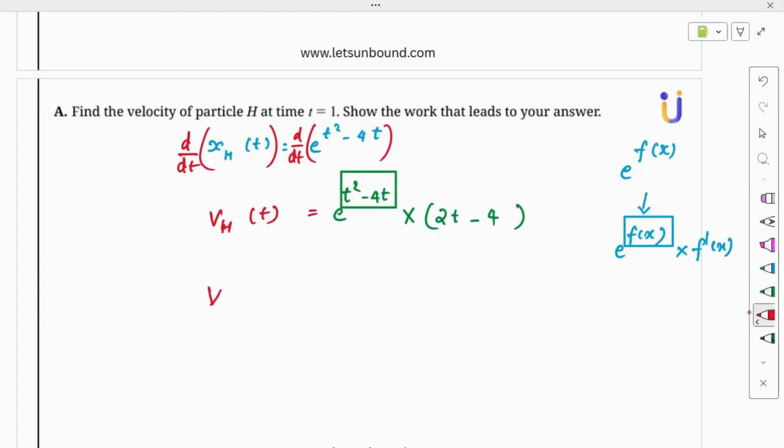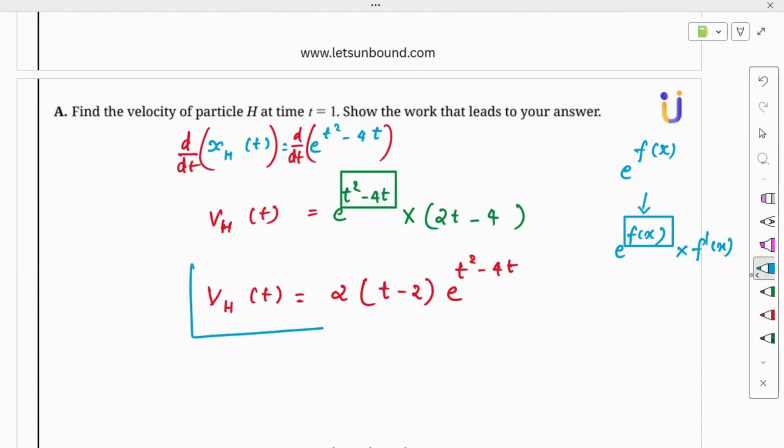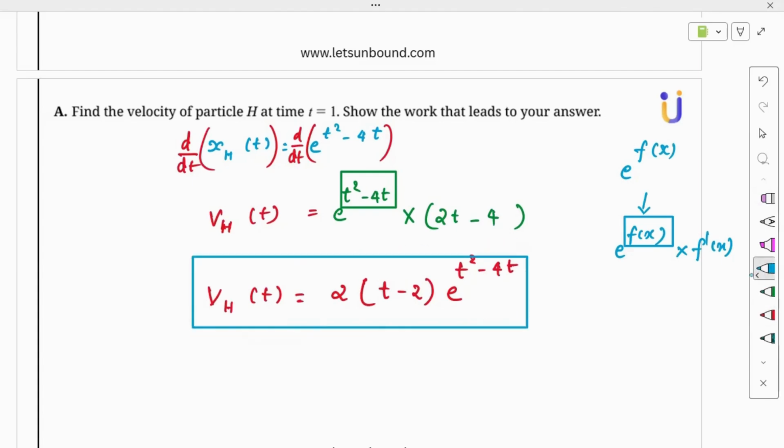I'm going to write this in a simpler manner. VH of t is, if I take 2 common, 2 times (t minus 2), multiplied by e to the power t squared minus 4t. Okay, right. So we got VH of t, the velocity at any time t. We need to find it at t equals 1. So all we need to do is find VH of 1.